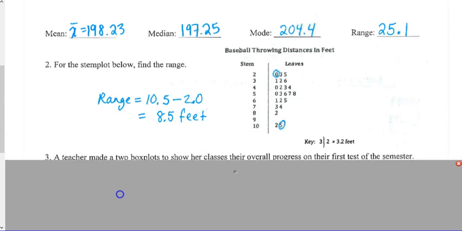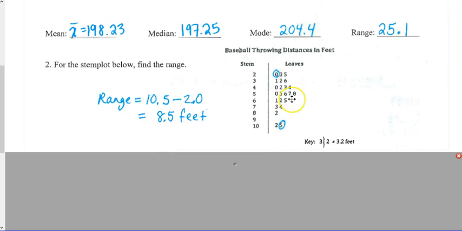All right, for the stem plot, stem and leaf plot, okay? These are the numbers 20, 23, 25, 31, 32, 36. Notice there are no numbers in the 90s, but we don't put a 0 there because that would mean 90, so we just leave it blank, and then 102 and 105. To find the range, we take 105 minus 20. Sorry, not 105. 10.5.